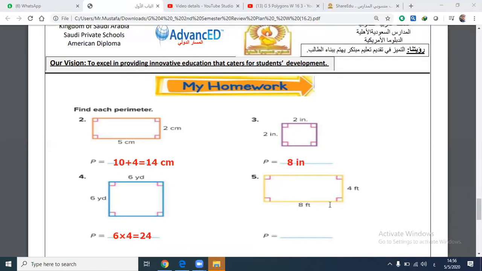Here I have what? 8 times by what? 4. Don't forget. 8 times by 2. Length times by 2, or 2 times by length, 2 times by 8. And plus 2 times by width, which is 4. So the answer will be 2 times by 8, 16, plus 2 times by 4 equals 8. So the answer is 16 plus 8 is 24. Okay? Yeah. Okay, great.